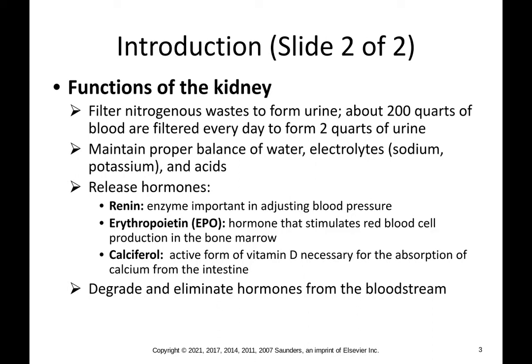About 200 quarts of blood are filtered every day to form 2 quarts of urine. And this helps to maintain proper balance of water, electrolytes such as sodium and potassium, and acids.